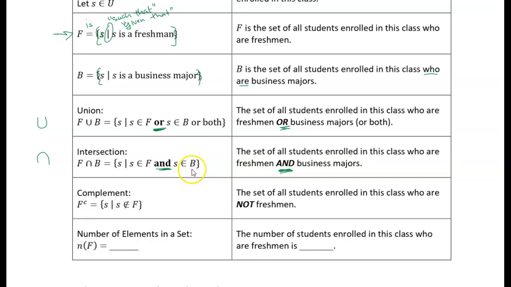business major. So it's a very exclusive set, right? You have to be both. You can't just be a freshman but not a business major. You have to be both. You have to be a freshman and a business major, okay? Whereas the union is more inclusive. You can be either a freshman or a business major, or both to be in the union. But to be in the intersection, you have to be both, okay? You have to have both qualifications, both attributes, both the freshman and the business major. So that's why we read the intersection as "and," okay? That's very important. I want to get you used to reading that as "and," okay? And the union, we would use the word "or."